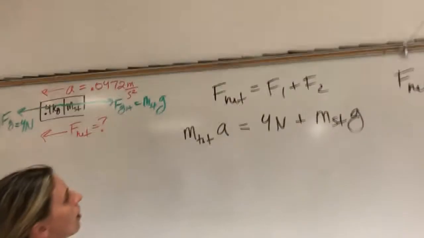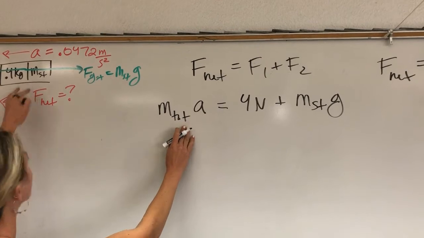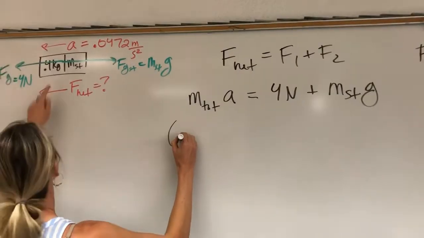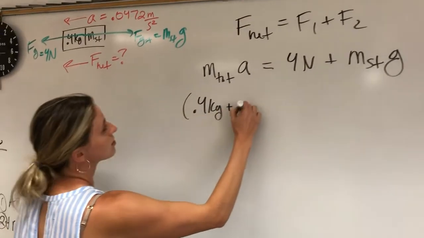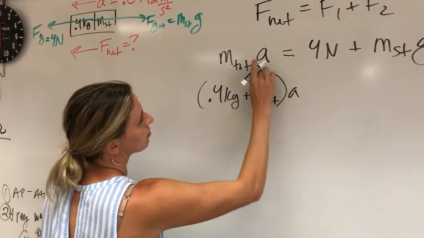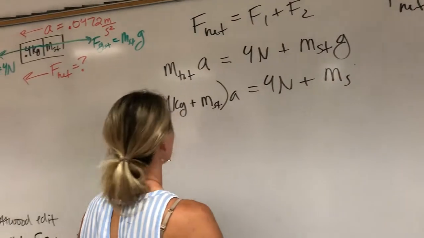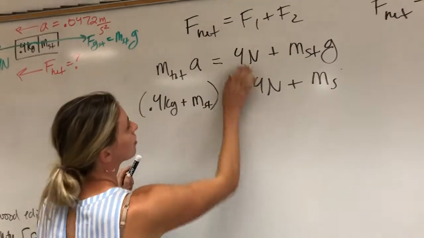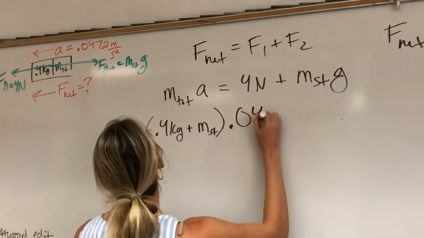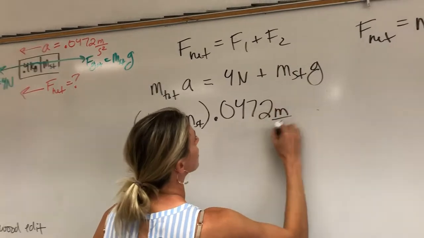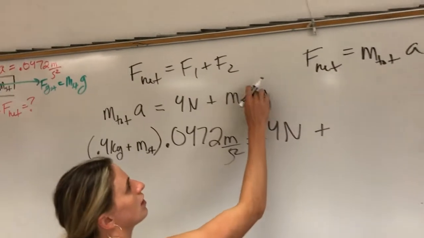Now, don't we have something that represents our total mass here? We do. 0.4 kilograms plus the mass of the stapler times A equals 4 newtons. And we've got the A we could put in there. It is 0.0472 meters per second squared equals 4 newtons plus, and by the way, this is going to be negative, right?